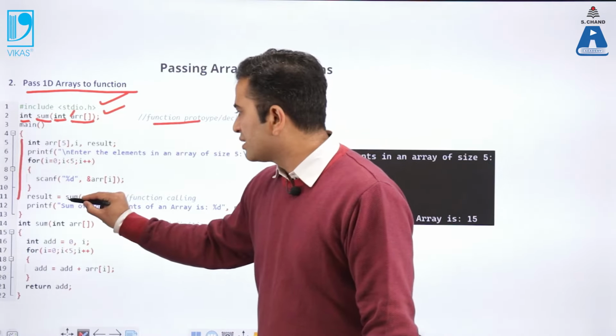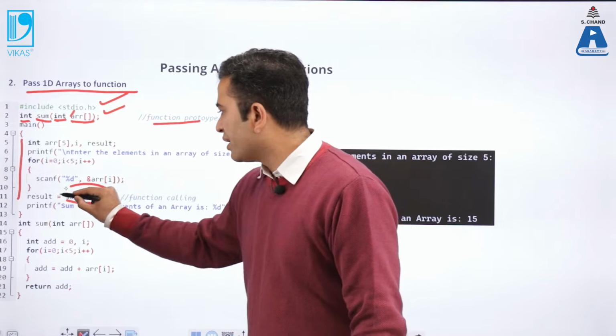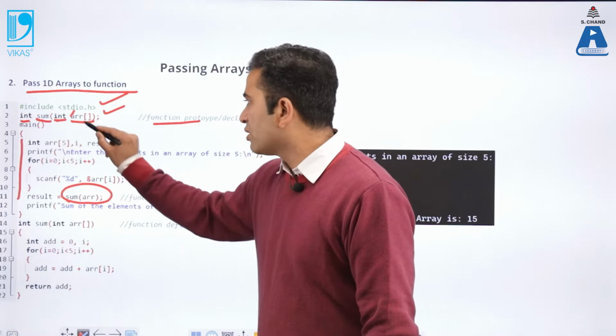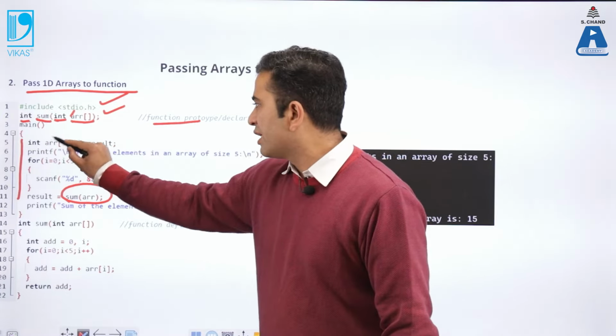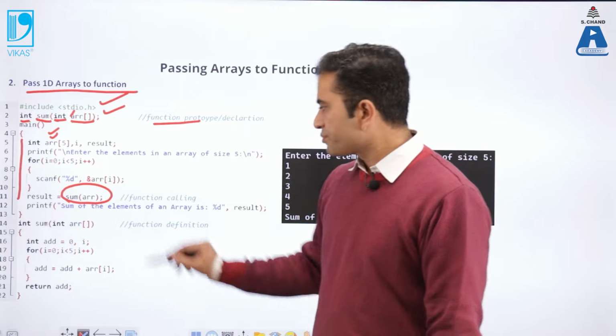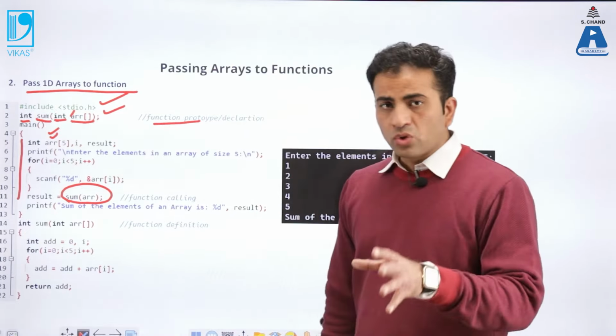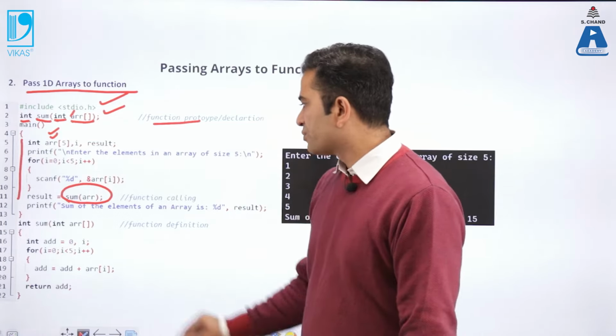Now result is equal to sum arr. Now what does it mean? Arr is a variable which is of array type, which we have already declared here as well. So sum arr is the function calling. Here there is no need to mention the size, only the variable we can assign here.